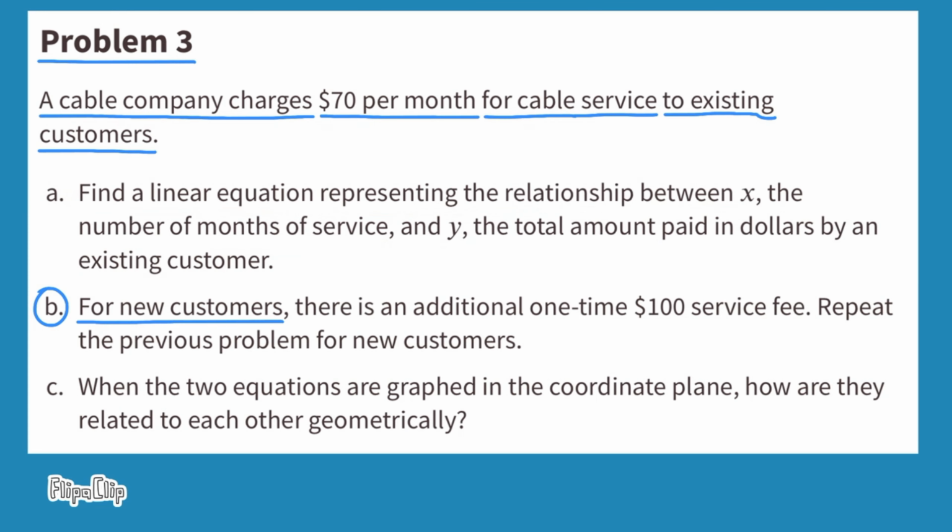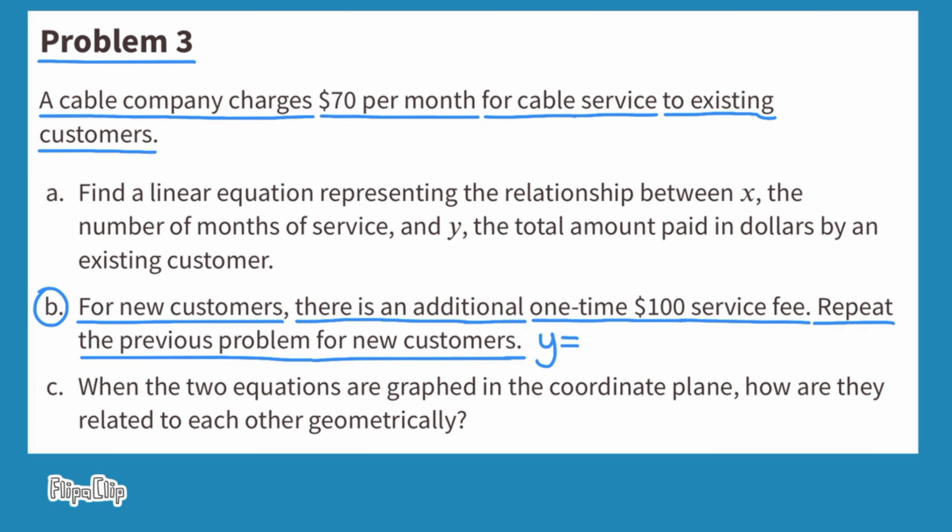B. For new customers, there's an additional one-time $100 service fee. Repeat the previous problem for new customers. This equation will be exactly the same as the first equation with one exception. There's a $100 service fee. That $100 service fee is going to represent the y-intercept. So the equation will read y equals 70 times x plus 100.